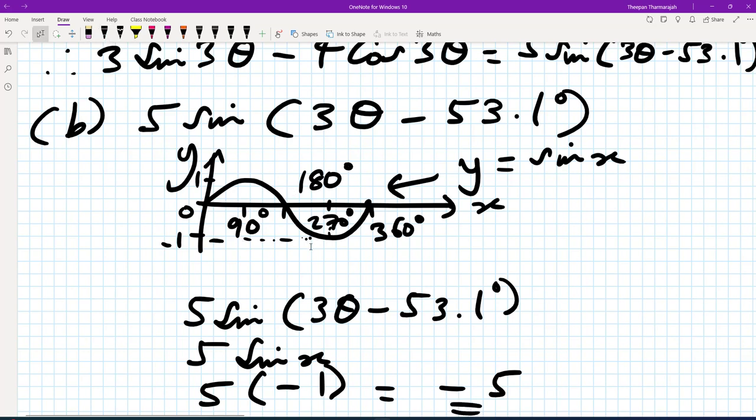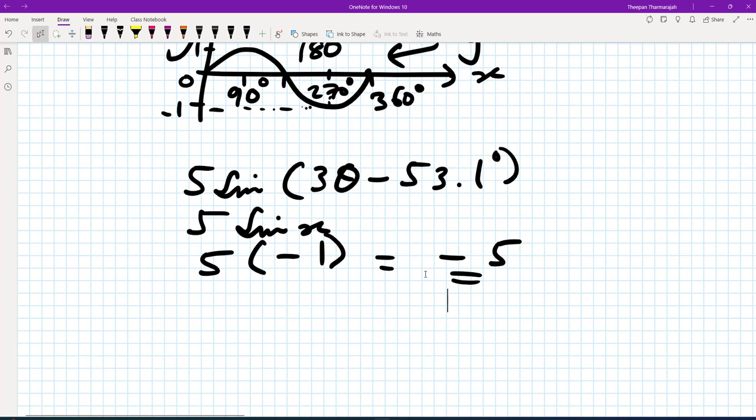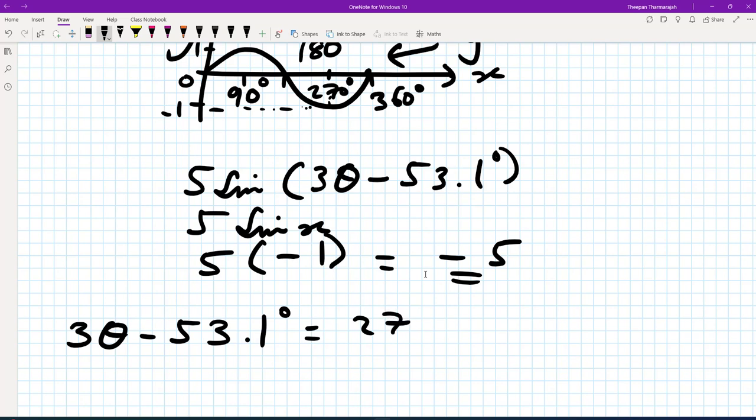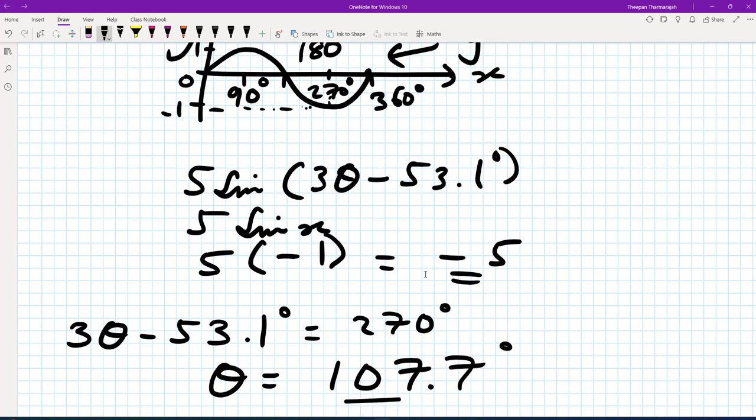Now we want to find when this value actually occurs. So we can say that 3 theta minus 53.1 degrees is equal to 270 degrees from the graph. If we were to rearrange and solve for that, we would get an answer of 107.7 degrees, rounded correct to 1 decimal place.